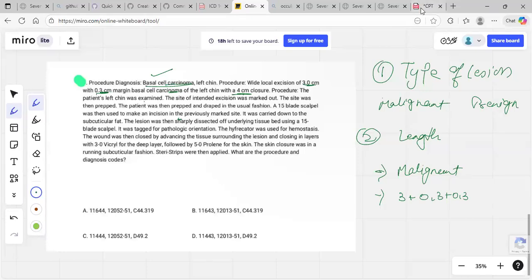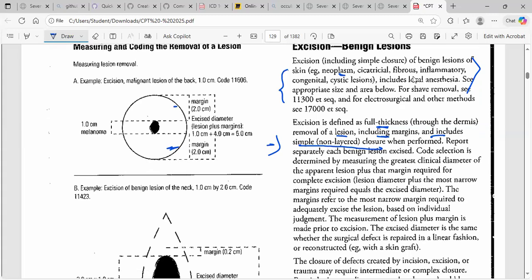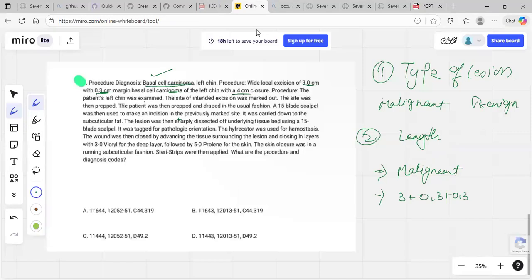So we have to add at both sides. This one and this one, remember, we have to add at both ends. We cannot use only one margin. If we are taking 0.2 margin here, we have to calculate it here also. Then the total will be 3.6 centimeters square. Now, after the incision, the doctor closes the wound in layers.